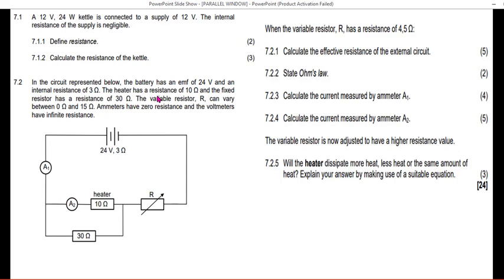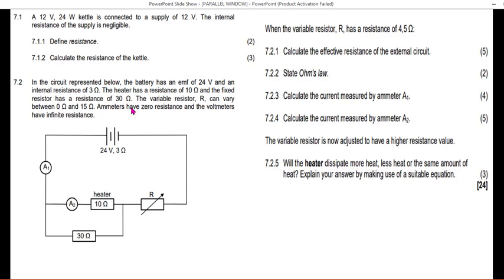In the circuit represented below, the battery has an EMF of 24 volts and an internal resistance of 3 ohms. The heater has a resistance of 10 ohms, we've seen that already, and the fixed resistor has a resistance of 30 ohms. This one is fixed, it is not changing. The variable resistor R can vary between 0 ohms and 15 ohms. So this one we can change, we can set it to 0, we can also set it to 15, and we can set it to any value between 0 and 15.